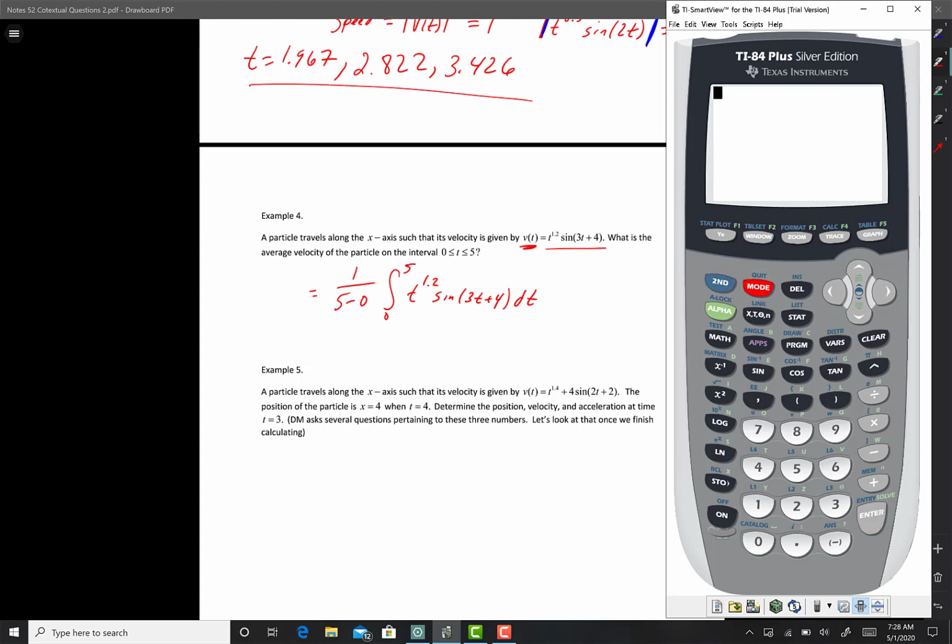So now I'm going to go to my home screen, and I'm going to type that integral. So I'm going to go math, and I believe it was number 9, but I'm not sure. So let me scroll down until I get to it. Yeah, number 9. All right, and I'm going to put 0 down there, 5 up here. And I already have it in y1, so alpha trace y1. Be very careful not to put an extra parenthesis in there or anything like that. Push enter, and then whatever you get, divide it by 5. So my average velocity is negative 0.430 or 431 if you round it. So negative 0.430.